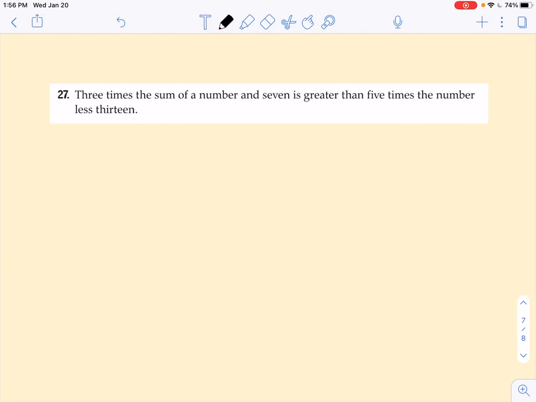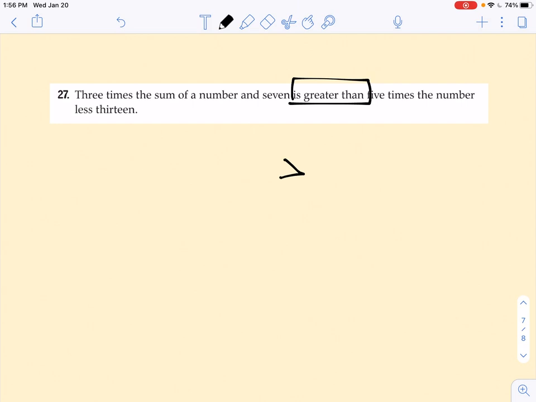So we've got 3 times the sum of a number and 7. All right, and then is greater than. So this greater than is just going to be this sign right here, okay? And then 5 times the number less 13. All right, so let's do that left side. Let's do the 3 times the sum of a number and 7.